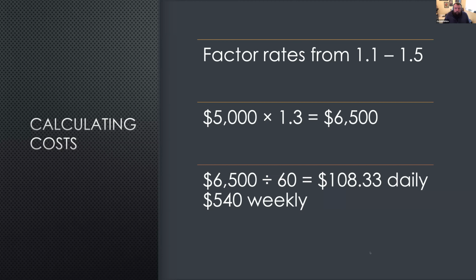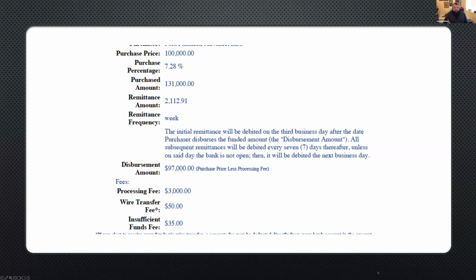And I'm going to show you what a contract looks like. This is a real contract from a merchant. So you can see here, purchase price, $100,000. So this merchant got a $100,000 advance. The purchase percentage is 7.28%. So they're going to take 7.28% of their monthly receivables until they get to $131,000.